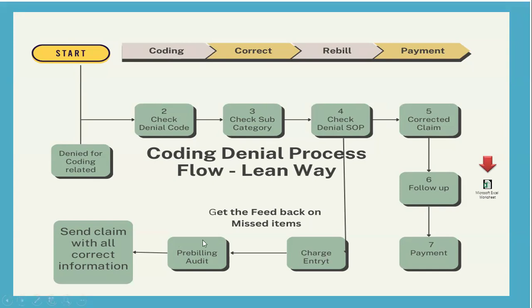And then the pre-billing audit, which we discussed in previous videos. I'll touch base on it again, how we are going to do the pre-billing audit, so we can send all the correct information in the first shot. Lean talks about not wasting, right? I identified the error, fine. How am I going to stop it before it occurs? That's what our target is.